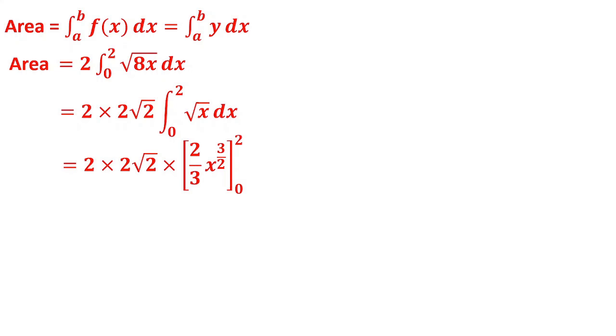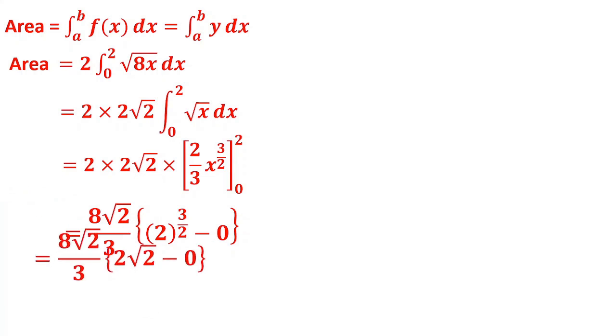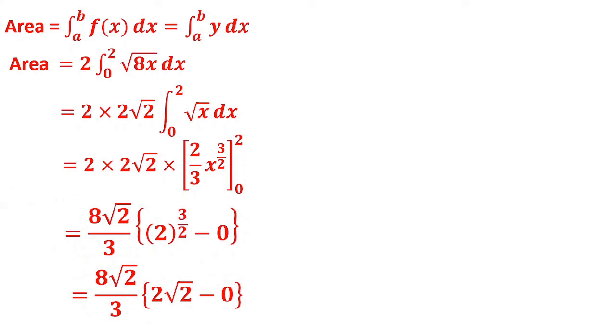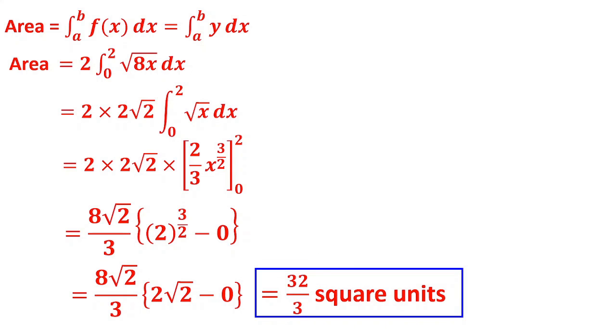You know what is the integration of root x? It is 2 by 3 into x power 3 by 2. By 2 by 3 also I am taking it out. When I apply the upper limit, it is x power 3 by 2, therefore 2 power 3 by 2 minus 0. 2 power 3 by 2 is nothing but root 8, which is nothing but 2 root 2. By simplifying the constants, the final answer is 32 by 3 square units.